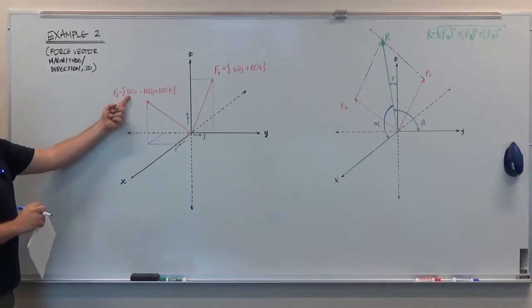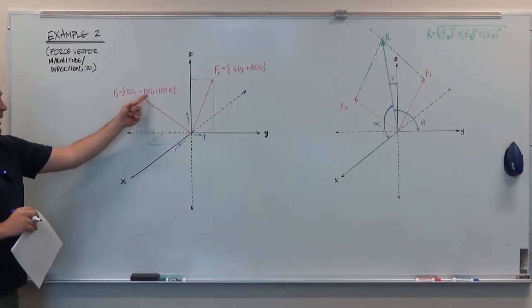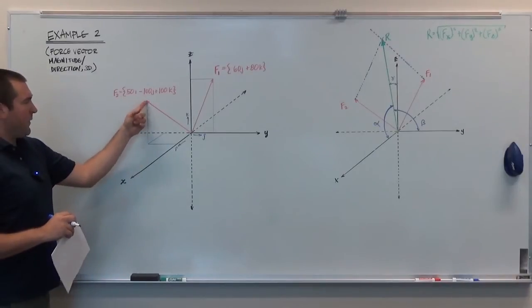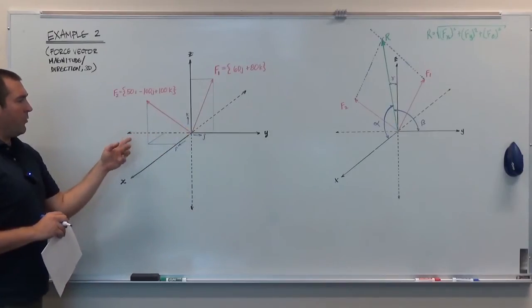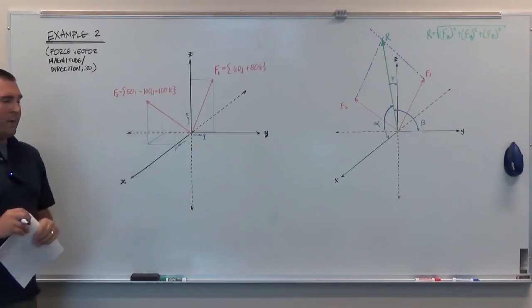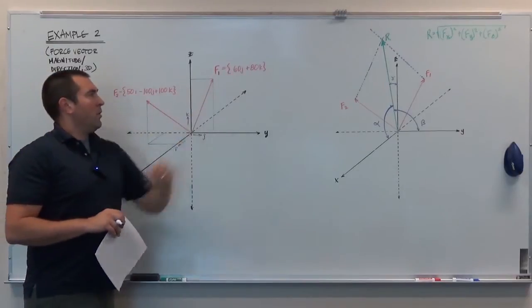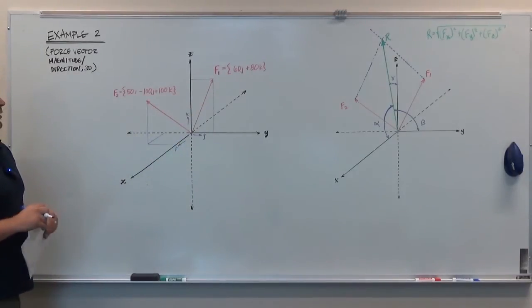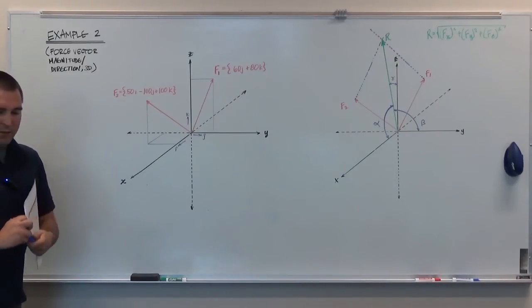So this 50 in front of i simply means that it's a magnitude of 50 pointed in the x direction. Minus 100 means that for this vector, the component in the y direction has a magnitude of negative 100. And we can see that makes sense because we're on the negative y side of the origin. And then positive 100k means the magnitude in the vertical direction, the positive z direction, is 100. So each of these scalar coefficients, we can simply add up from each of the vectors to result in our final resultant vector in Cartesian notation.